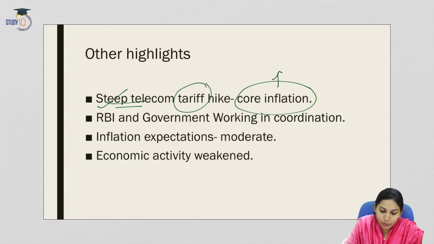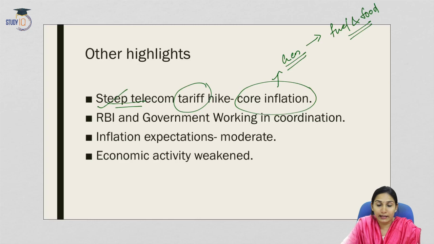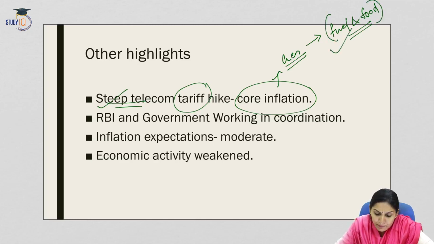Now what is meant by core inflation? Core inflation is the general inflation which excludes fuel and food. This is because food and fuel are highly volatile. So when we eliminate fuel and food inflation from the general inflation, we get the core inflation. So it is expected that the core inflation can increase in the coming months, and the primary reason for that is a steep increase in the tariff of the telecoms.